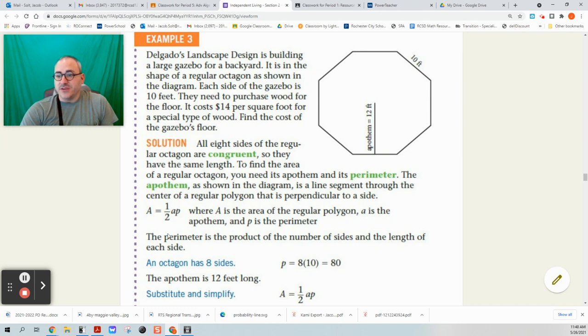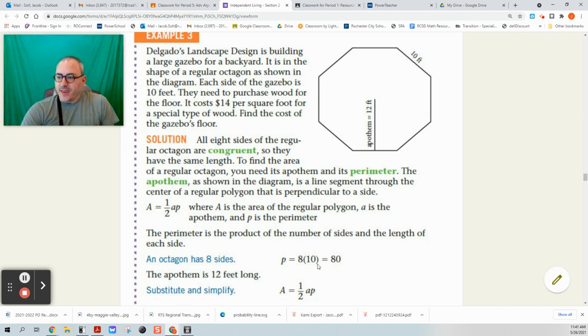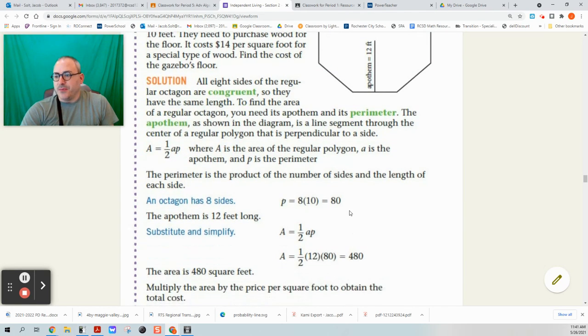First we need the perimeter, right? An octagon has 8 sides. What's the perimeter of this octagon then? Well, it's going to be 80. 10 plus 10 is 20, 30, 40, 50, 60, 70, 80. 80 feet in perimeter, the distance all the way around the polygon. 8 times 10, that's the perimeter.